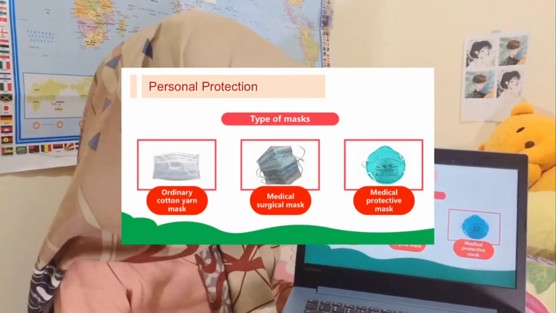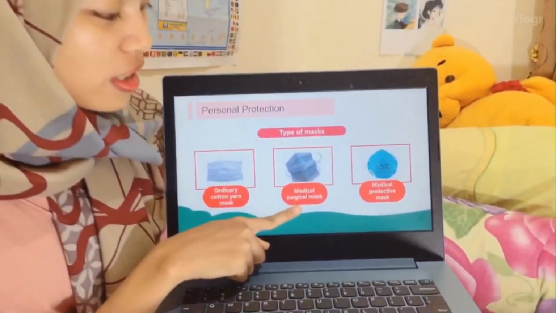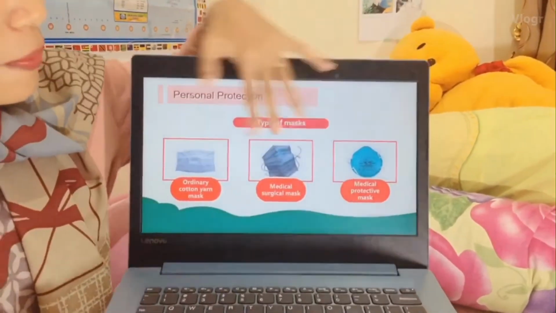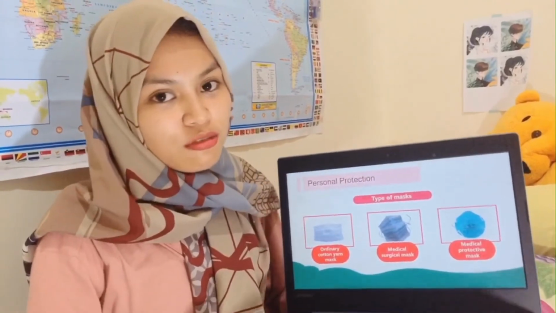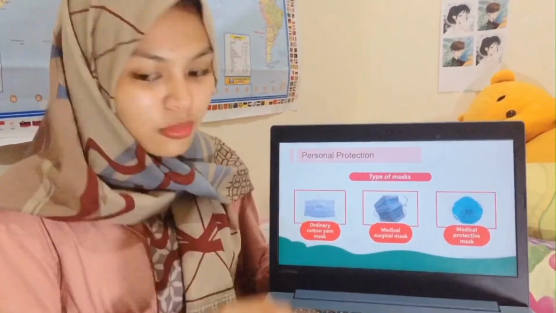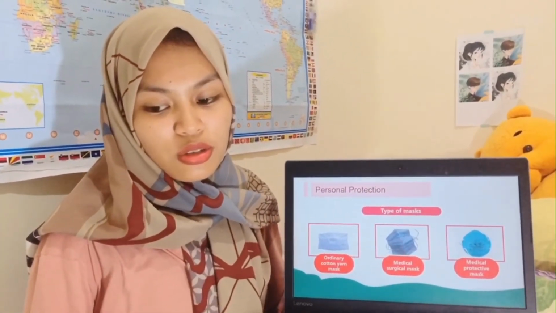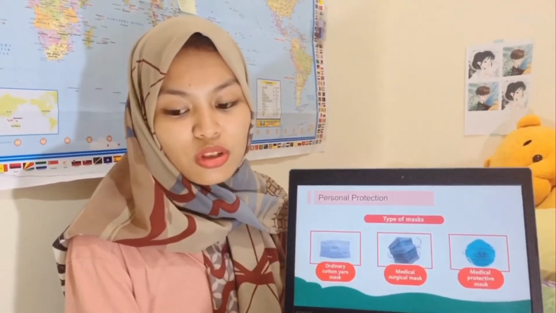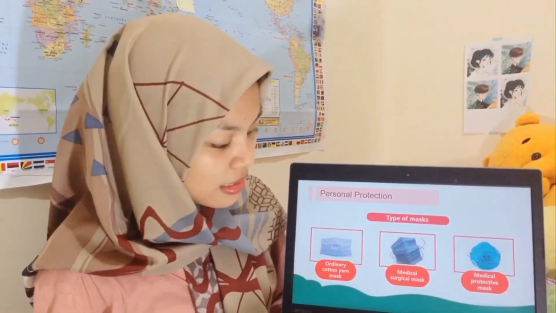Types of masks. First, ordinary cotton yarn mask. Second, medical surgical mask. Third, medical protective mask. These are the masks that we can use to protect ourselves from COVID-19. The ordinary cotton yarn mask doesn't contain a filter layer, so it is useless in the current situation, and using this to stop COVID-19 is like trying to stop your mom from dating.